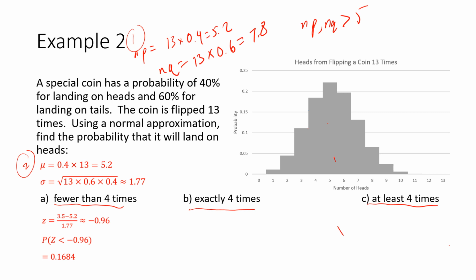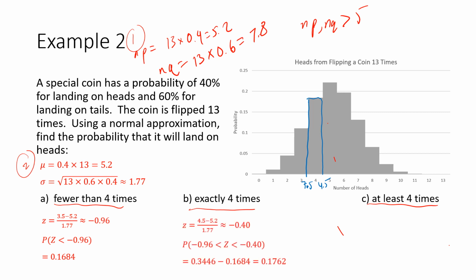All right, exactly 4 times. Exactly 4 times is, we're trying to get this bar right here. So that's 3.5 and 4.5. We want to get the z-score for 4.5 and 3.5 and get the probability that'll be in between those two.